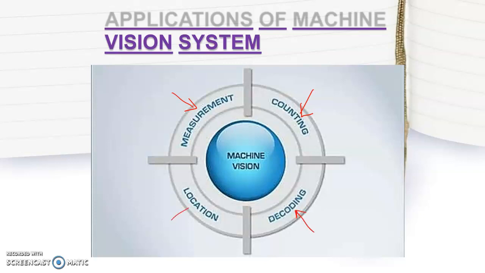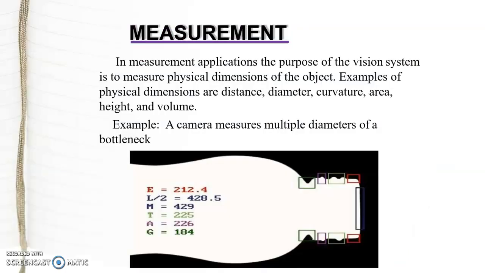The machine vision system finds applications in measurement of components, or counting applications, then decoding of some codes, or identifying the location of some features. The measurement application is illustrated with this picture, in which the camera measures the multiple dimensions of a bottleneck, and you can see the bottleneck, the image is processed and its measurements are shown here.